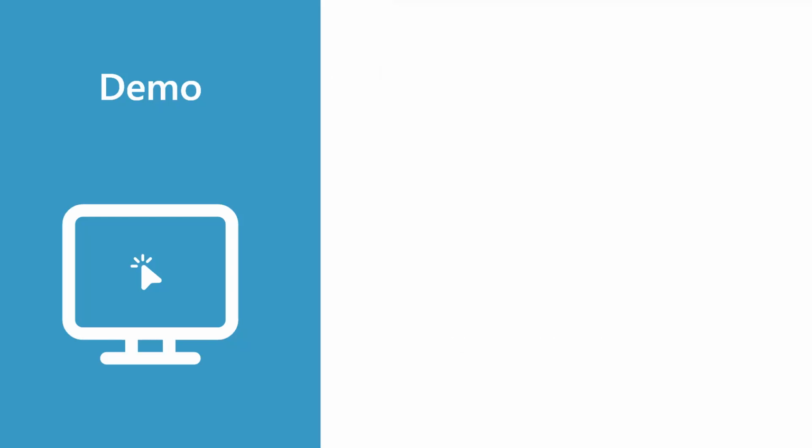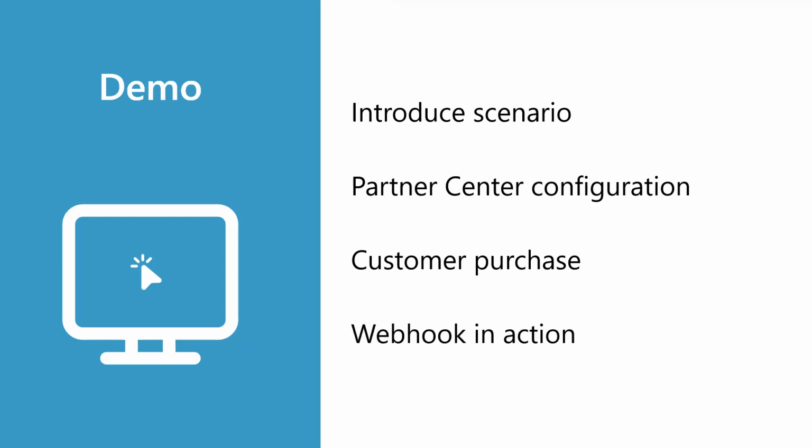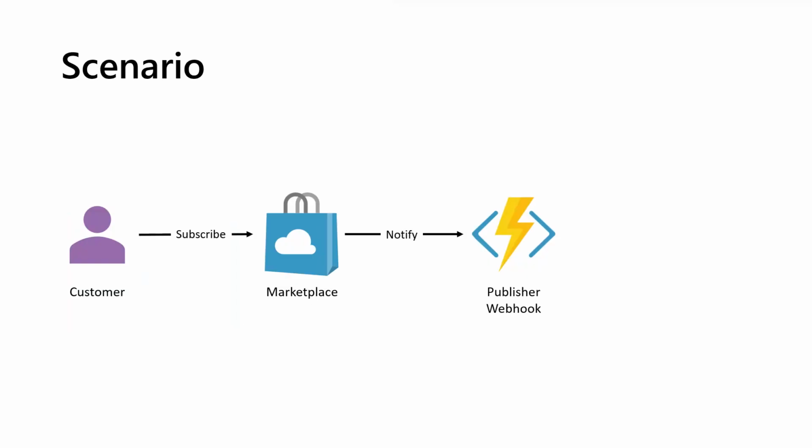Now let's jump into a demo, in fact a series of demos, in which we're going to look at a few things, starting with the scenario for which we're designing our webhook. Secondly, we'll look at Partner Center configuration and how that actually looks. Next, we'll look at the customer purchase process to see how to trigger that webhook during deployment. And finally, we'll see the webhook result because we'll be able to inspect the payload that came over the webhook endpoint. Let's start with the scenario.